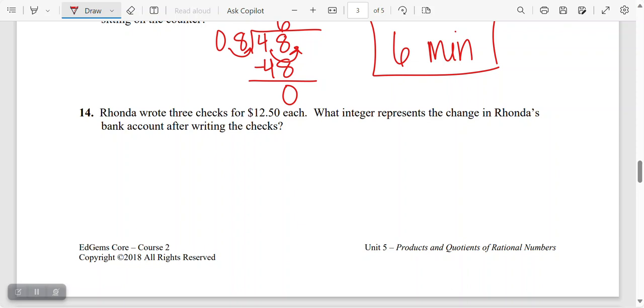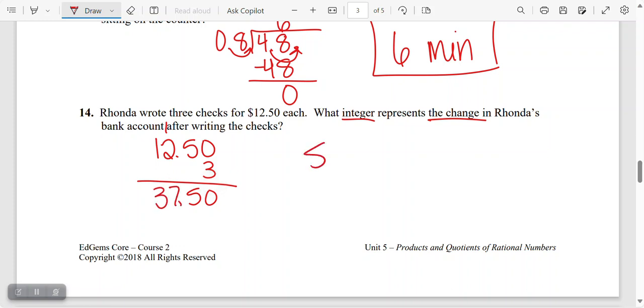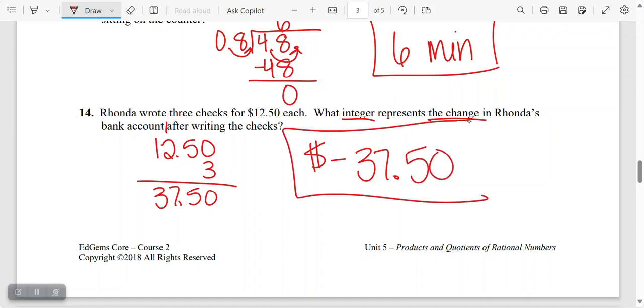Rhonda wrote 3 checks for $12.50 each. What integer represents the change in Rhonda's bank account after writing the checks? Well, when we write a check, it's taking money out of our bank account, and we're talking about integers representing the change. So she's losing money. We know our answer is going to be negative, but we need to take $12.50 times 3, and we get $37.50. But because it's coming out of her bank account, that is a negative change. So the answer is -$37.50.